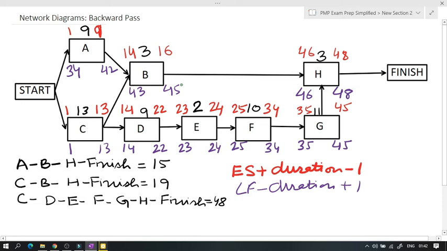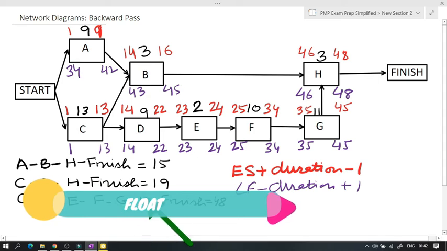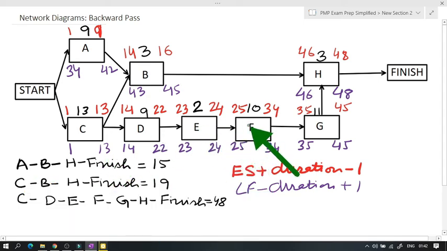So now that we have completed the forward pass and the backward pass, the next thing you would do is to see if there is any float on the activities other than those on the critical path. Because we have already established that on the critical path there is 0 float, which means if you were to delay any of these activities, your project will be delayed by an equal amount of time. So the activities that don't fall on the critical path are activities A and B.